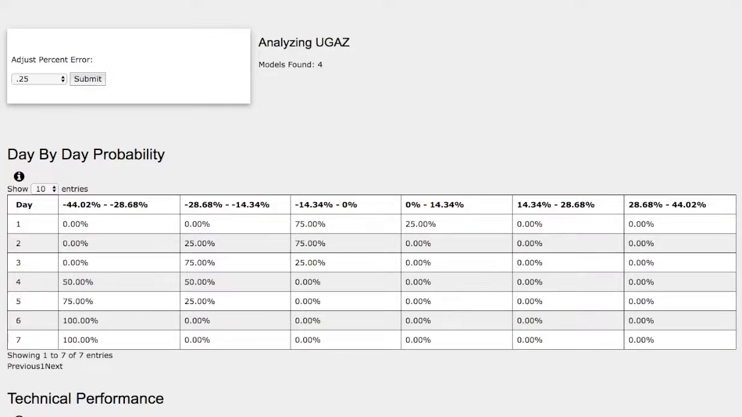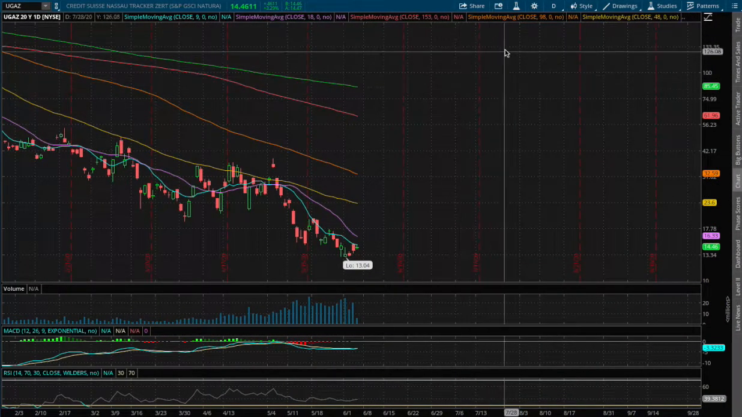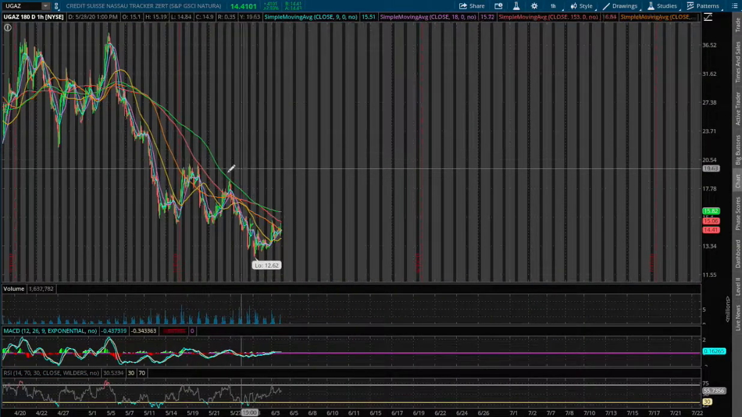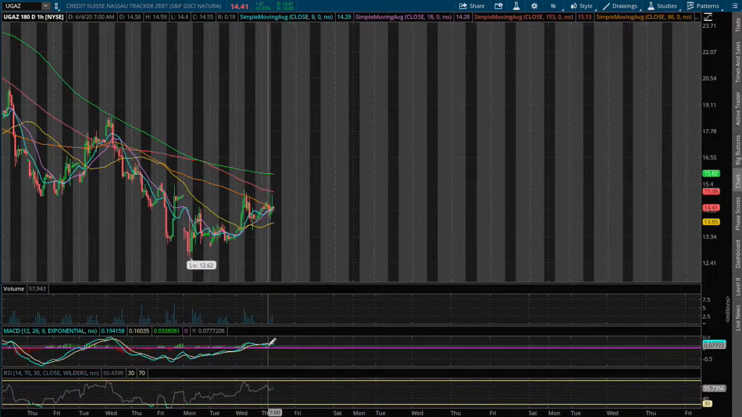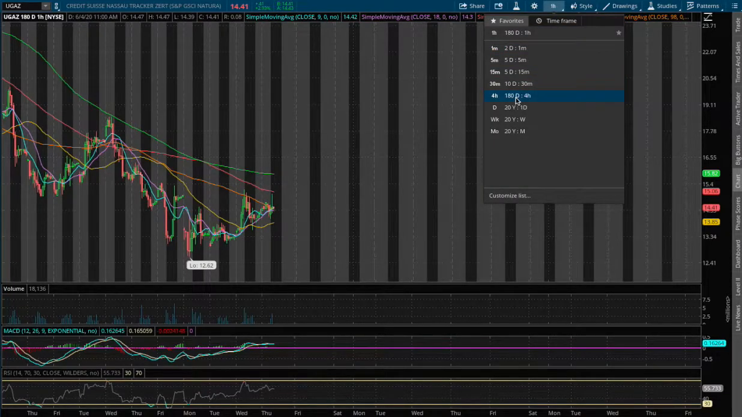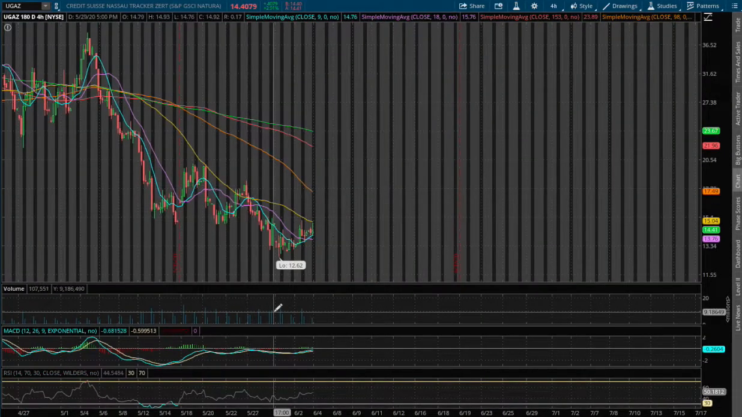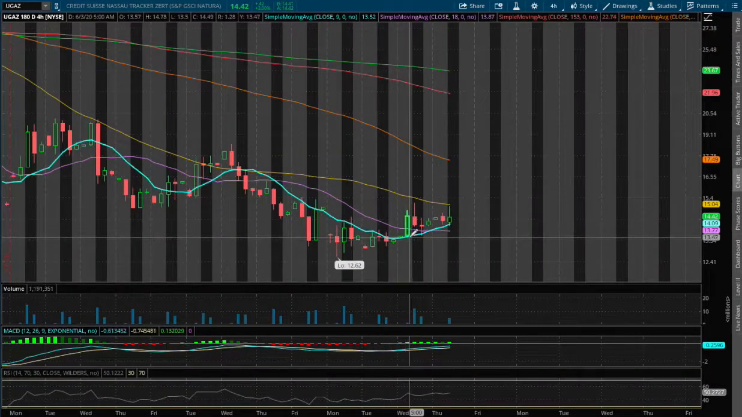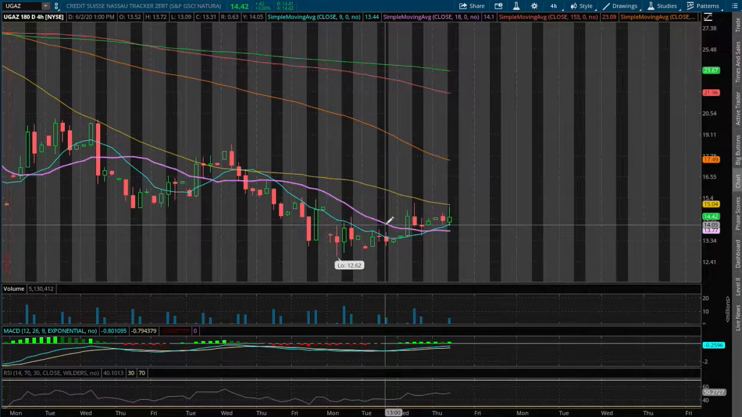So let's start with the technical analysis. Today we're up 2.8% on UGAZ. As for the 1 hour chart, we are on positive MACD. If we expand that further onto the 4 hour chart, we are starting to approach positive MACD as well, and we also see the 9 moving average converge onto the 18 moving average.